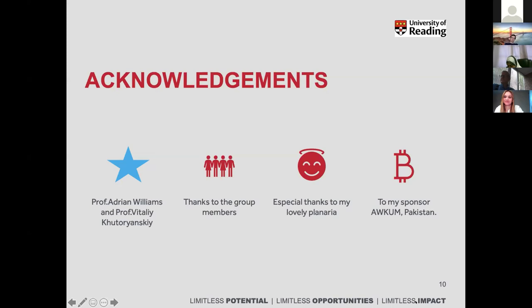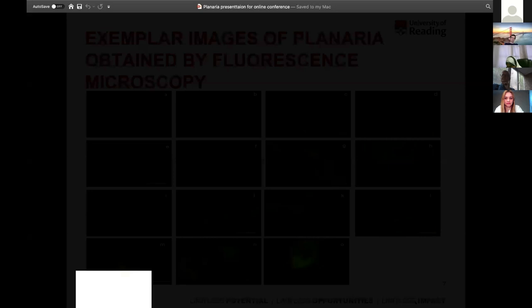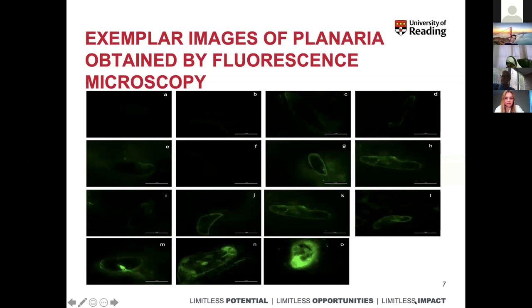Any questions, comments, please? I have one question, please. Slide number 7. Here we can see information about fluorescence from your planaria, and in each picture the area has a different form. In picture O, we have a spherical form. The fluorescence signal goes from all the surface. That's why we have a huge fluorescence, because we have spherical forms of planaria.